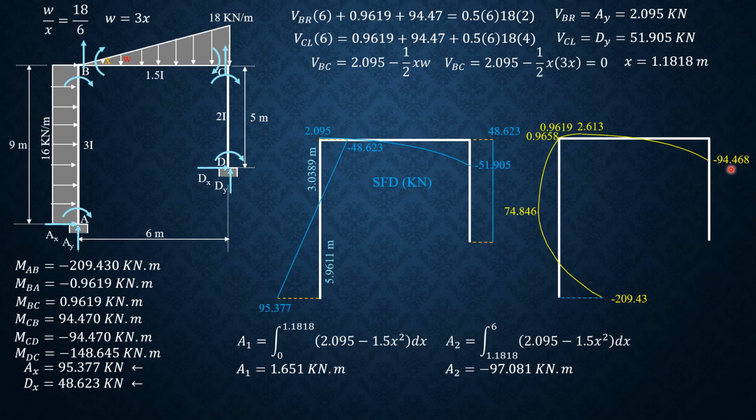That's okay. Then for this column, it begins with negative 94.468, then plus this area, 48.623 times 5, so we have negative 94.47 plus 48.623 times 5, then we'll have here 148.645. Expected is the same. So that's the moment diagram.